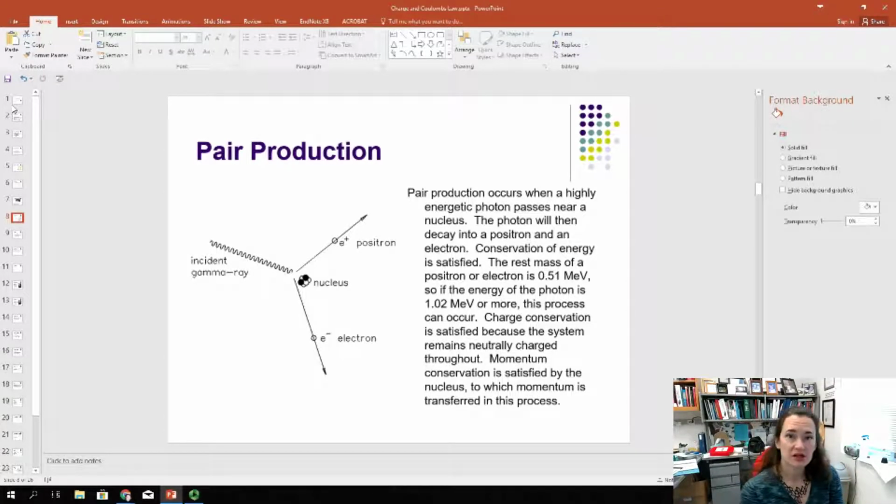Now, because the electron and the positron have equal and opposite charges, the net charge of the system is 0. So you start off with a photon, which has a net charge of 0, and the electron and positron also combined have a net charge of 0. So you've not created any net charge, right? You've created charges, okay, but the net charge of that system is still 0. So that's what we mean when we say conservation of charge. We're talking about net charge, all right? So it's important to understand that.